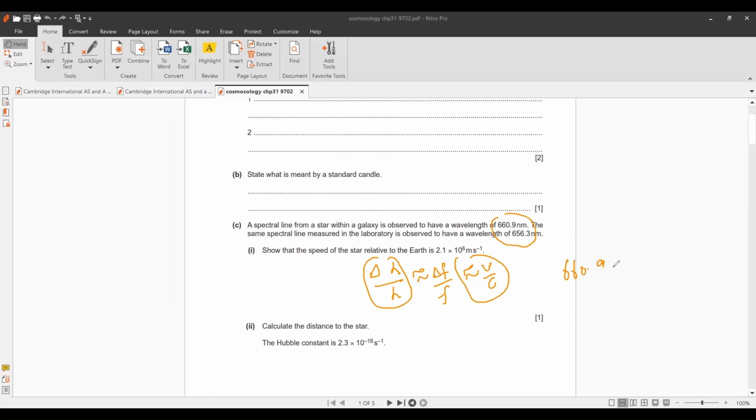I don't have my calculator, so anyhow, just look it out. 656.3 divided by the original wavelength. The observed wavelength in the laboratory would be considered as the original wavelength. 0.3 equals speed over the speed of light, 10 raised to power 8. Rearranging it would give us the value of v, which is 2.1 into 10 raised to power 6 meters per second.